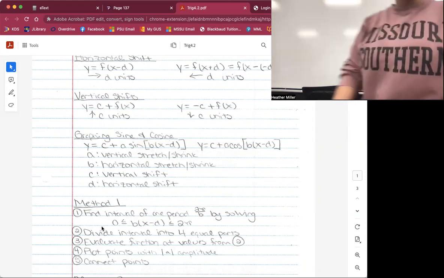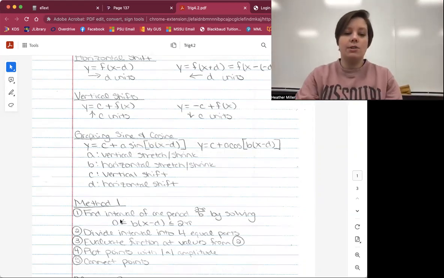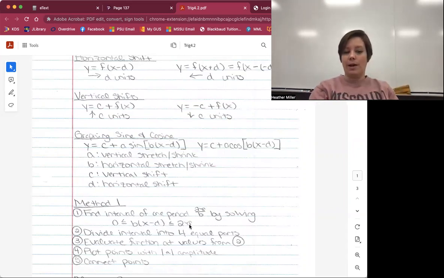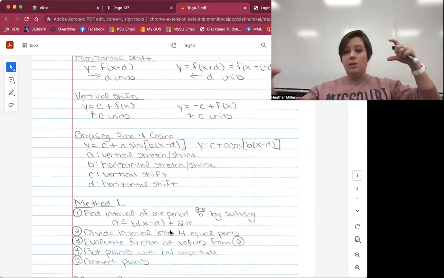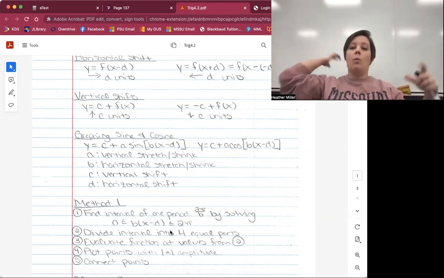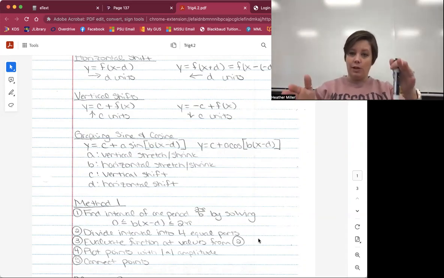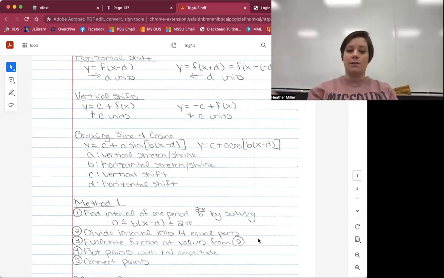They say to use this inequality, where we have 0 is less than or equal to b parenthesis x minus d is less than or equal to 2 pi. So what this is doing is it's setting everything inside of our function, inside the inequality, with our 2 endpoints at the end to figure out what a period is going to be. Once you find out what the period is, you divide that period into 4 equal parts. Then you evaluate the function at those 4 different parts, plot the points with the given amplitude, which is the absolute value of A, and you connect your points.